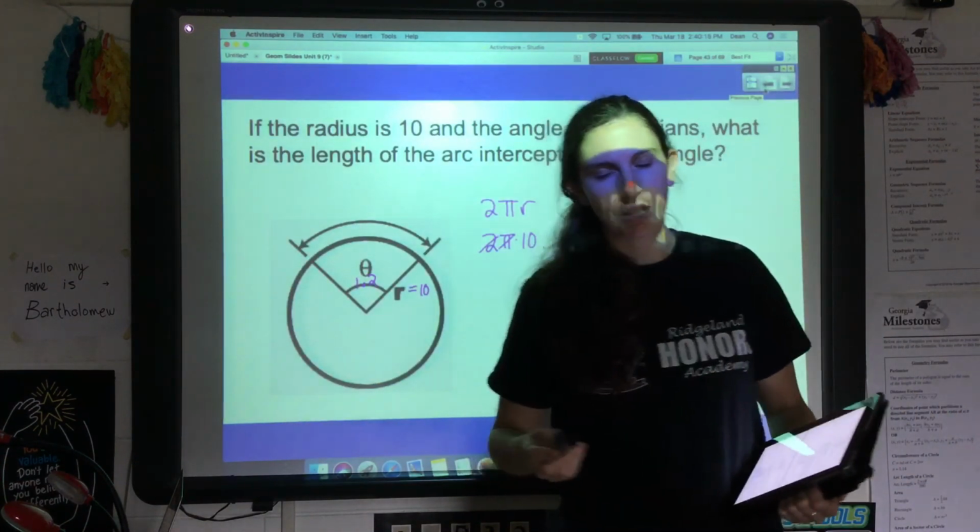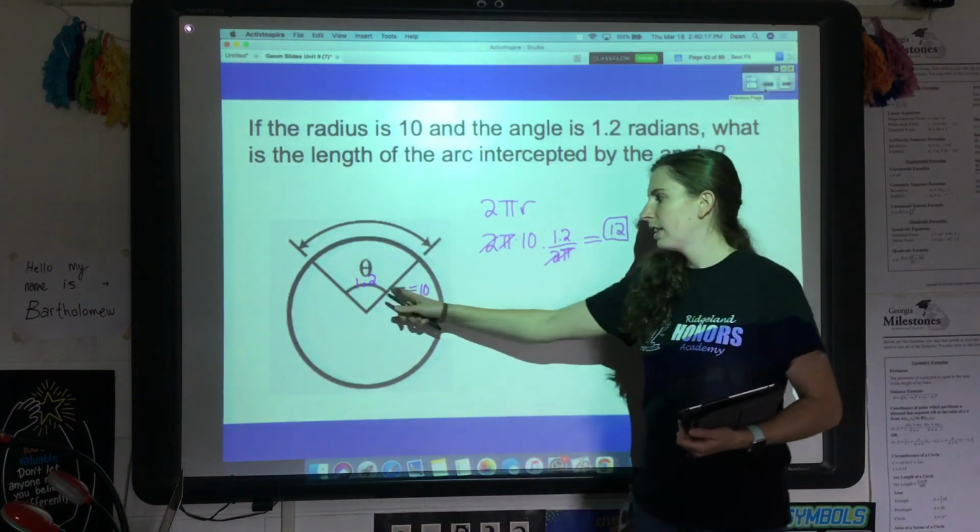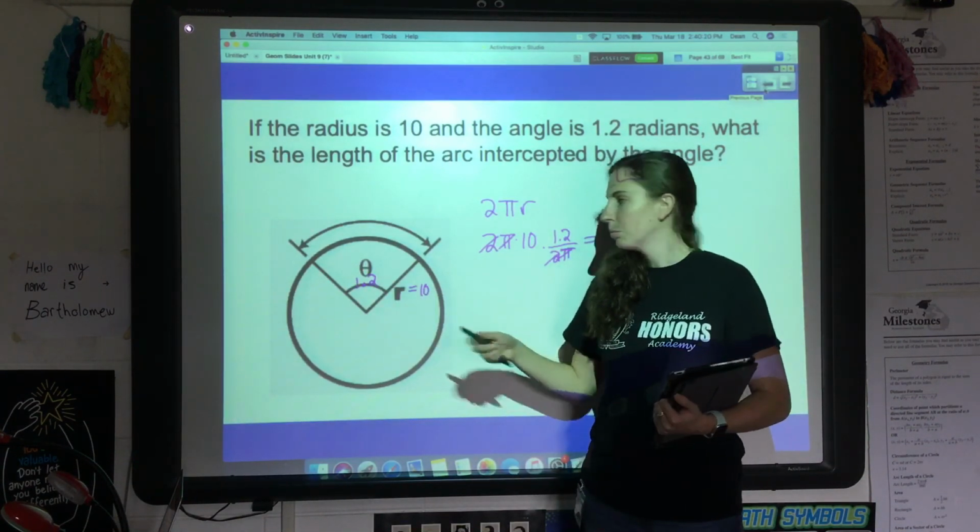All right, and I think that's all. So remember, radians is just another way to measure the angle rather than degrees.